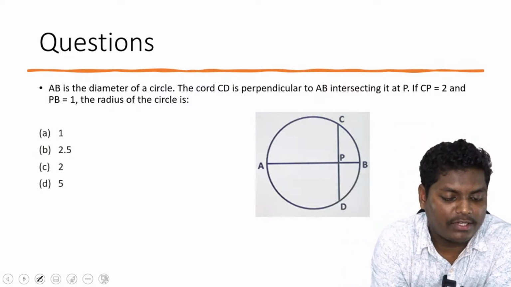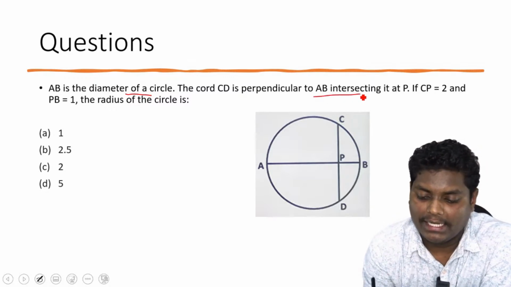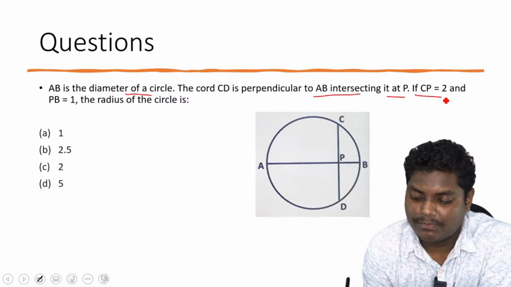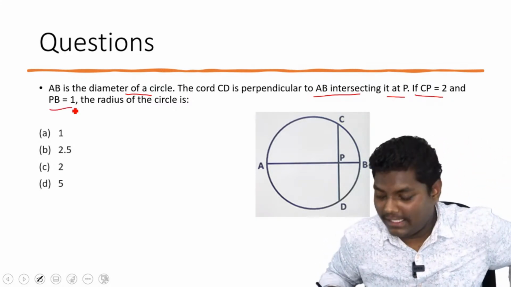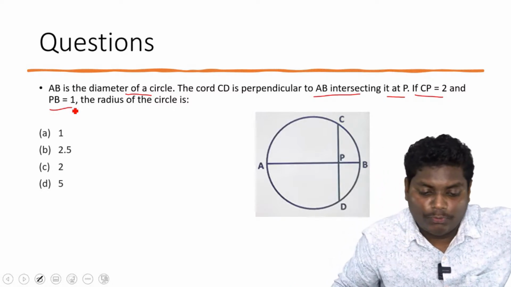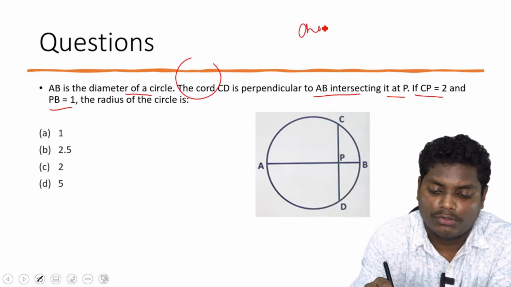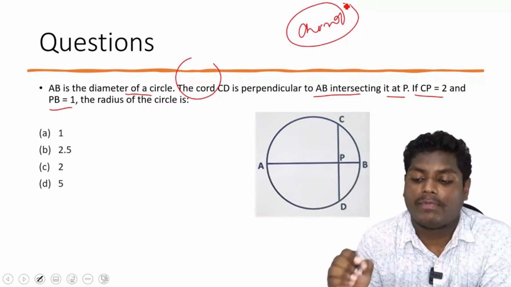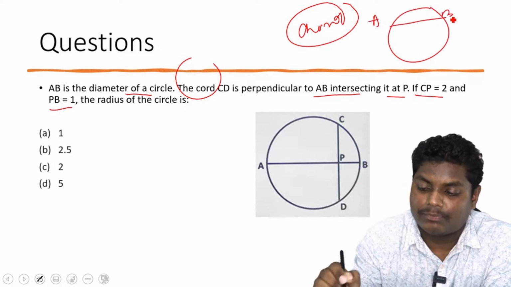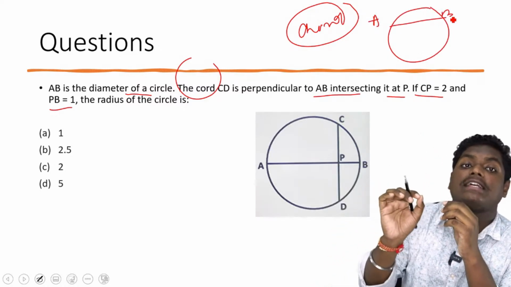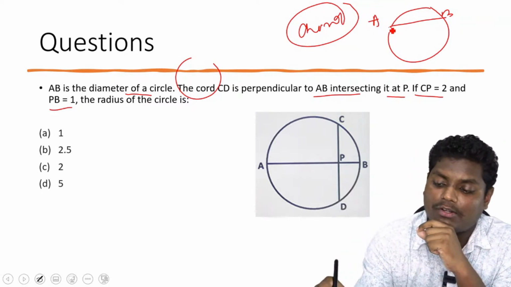Moving to the next question. AB is the diameter of a circle. The chord CD is perpendicular to AB, intersecting at point P. If CP is equal to 2 and PB equal to 1, what is the radius of the circle they are asking? Before we move to this, I'll briefly say what a chord is. A chord is basically a line segment. If this is a circle, then this is a chord, a line segment whose end points lie on the circumference of the circle.